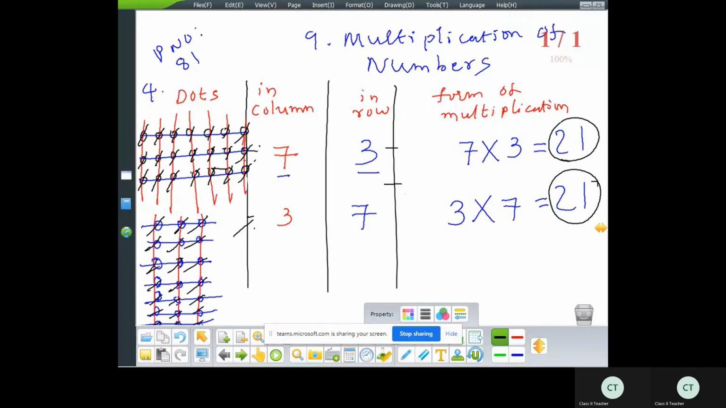Now we have finished question number 4. After this, question number 5. Multiply the number given.